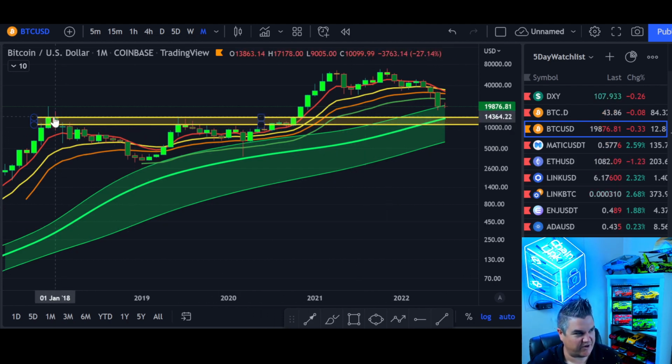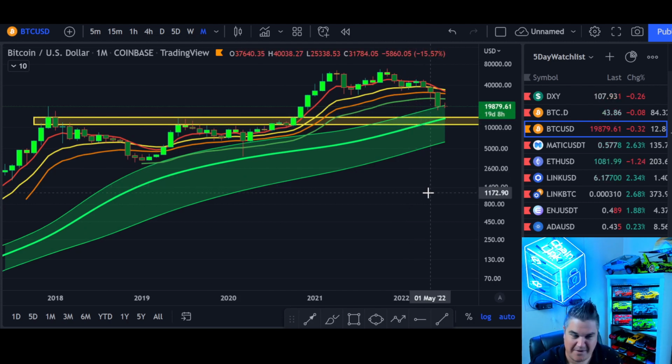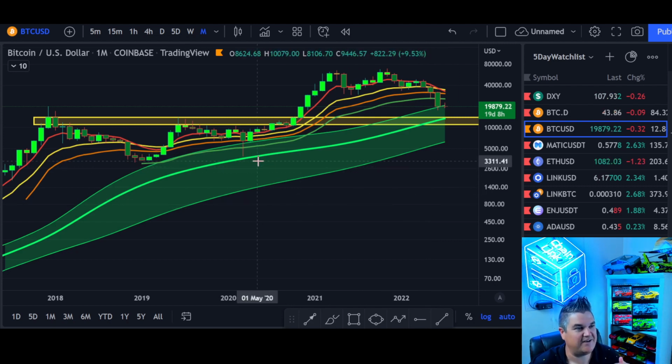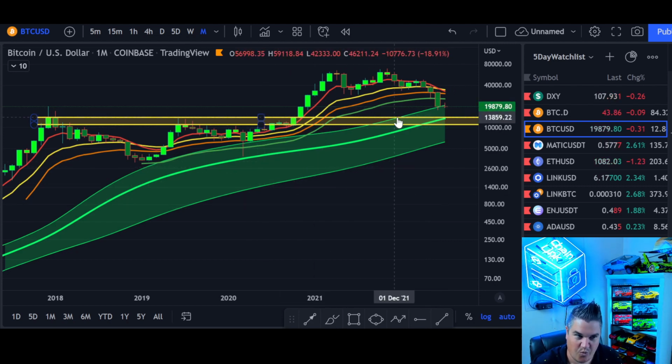Our drop zone here, right? Why this area? This is the next logical level of support based on TA alone. Not my opinion, not someone else's opinion. Based on this chart, if you didn't know what you were looking at, if you didn't know this is Bitcoin, this would be the area.